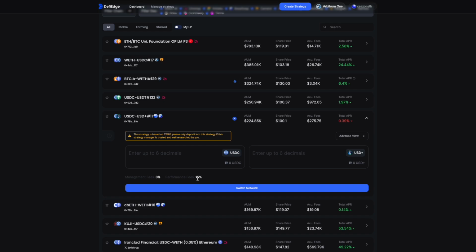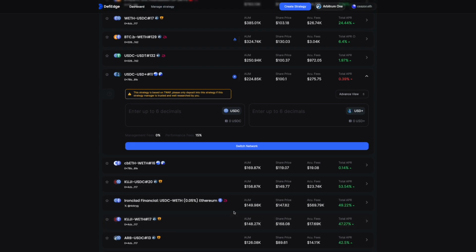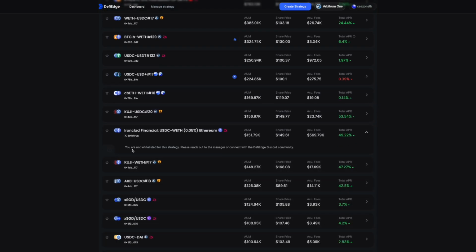So it's like only off of profit. So it's a fee on profit, so to speak. And another interesting thing is, if you go to this one here, it says you are not whitelisted for the strategy. So the strategy managers can run this in public, and everybody can know that he's doing this, but he's whitelisted the access. So maybe it's his own community or his NFT holders, or maybe I don't know who those people are that are whitelisted, but you have to find out on your own who those people are.